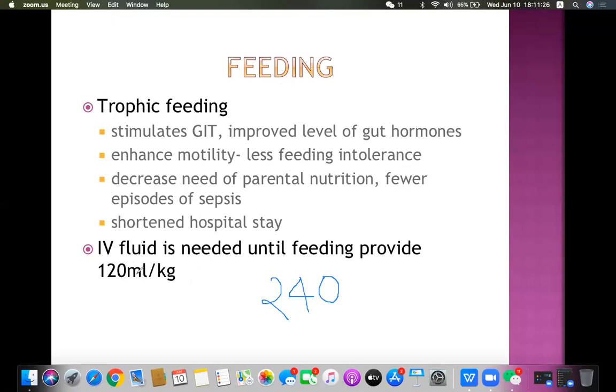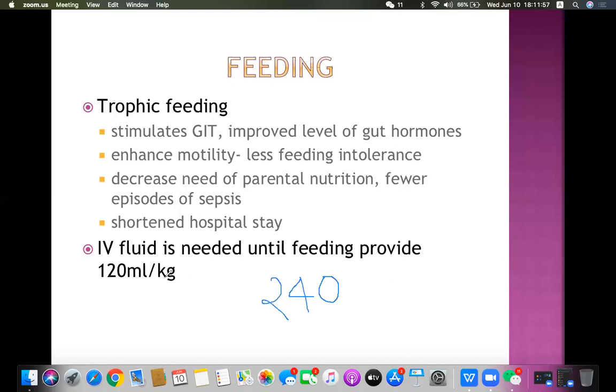Now, you are giving 10 ml in one time, and you are giving it every 2 hourly. Now, if you give every 2 hourly, you give 12 times in 24 hours. Now 10 multiplied by 12 will be only 120 ml of fluid. That is not enough. So another 120 ml has to be given by IV fluids. So this is how you need to balance.